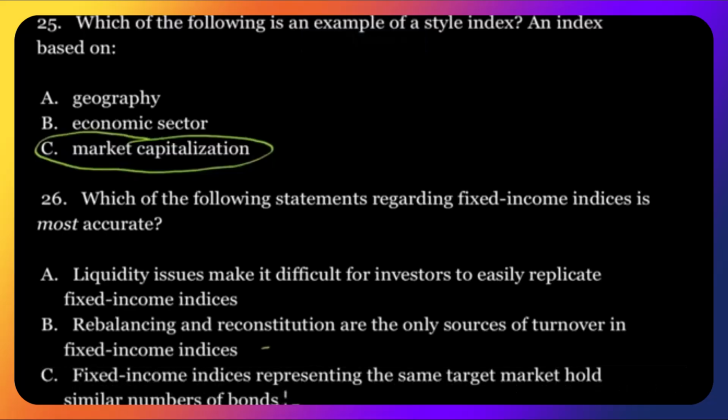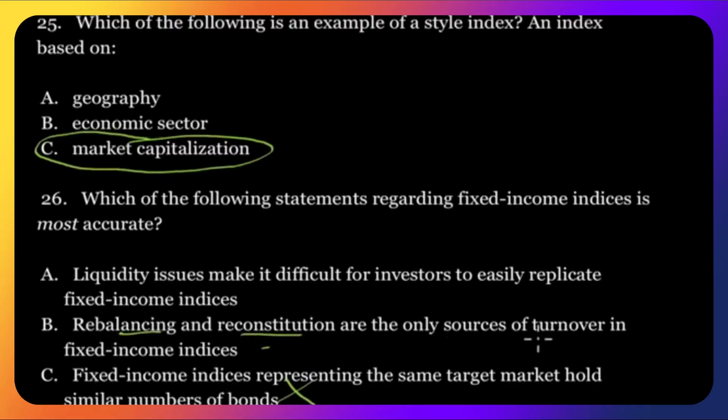Well, that's not true. You could have an index representing the same target market, let's say corporate debt, but have a different weighting system for how they determine the constituents. So they don't have to hold similar numbers of bonds. There's no rule that says they have to. They may, in which case, why would you replicate an index that already exists, right?